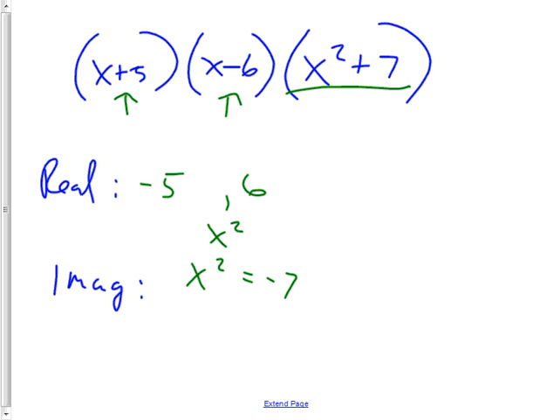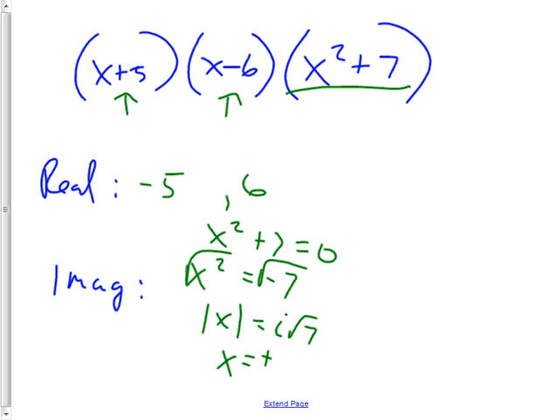I suppose I should show you where that came from. And then I subtract 7 from both sides, and I get this, and I take square root, and then I have absolute value of x equals i root 7, and then I'm going to do the 2. X equals plus and minus i root 7. So there's your two imaginaries. Raise your hand if you had that one right. That's pretty much everybody. Okay, good.